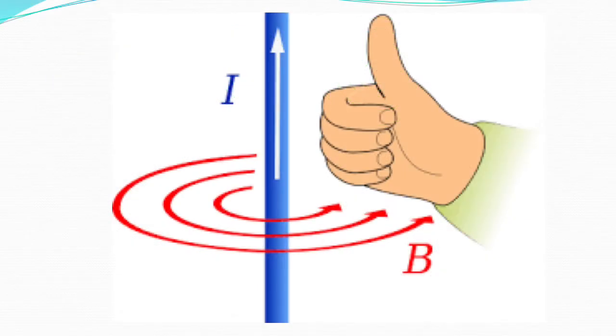If you need to work out which direction the magnetic field around a wire will work, using your right hand you can place your thumb in the direction of the flow of electricity and then wrap your fingers around the wire, and your fingers will wrap around the wire in the same direction as the magnetic field, as you can see here.